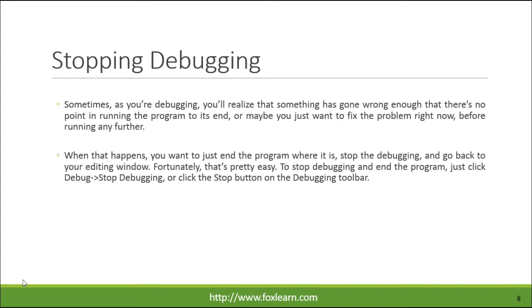Sometimes, as you're debugging, you'll realize that something has gone wrong enough that there's no point in running the program to its end, or maybe you just want to fix the problem right now, before running any further. When that happens, you want to just end the program where it is, stop the debugging, and go back to your editing window. Fortunately, that's pretty easy. To stop debugging and end the program, just click Debug Stop Debugging, or click the Stop button on the debugging toolbar.